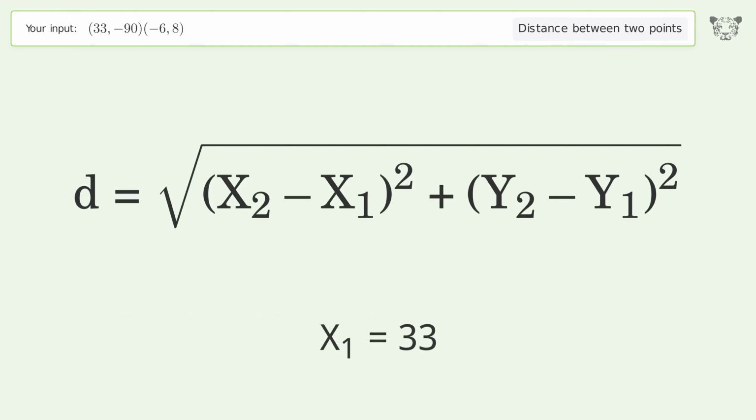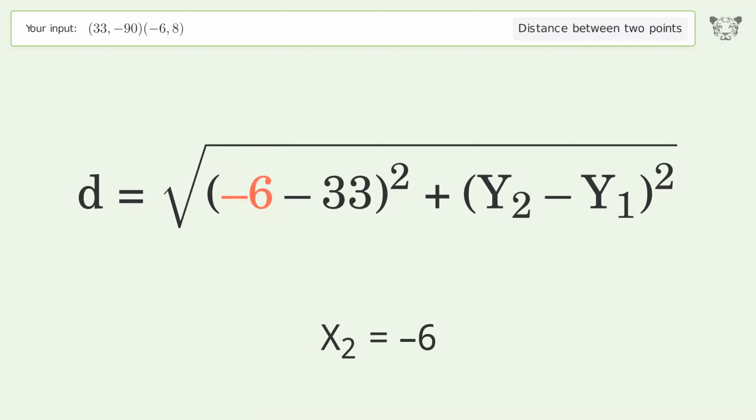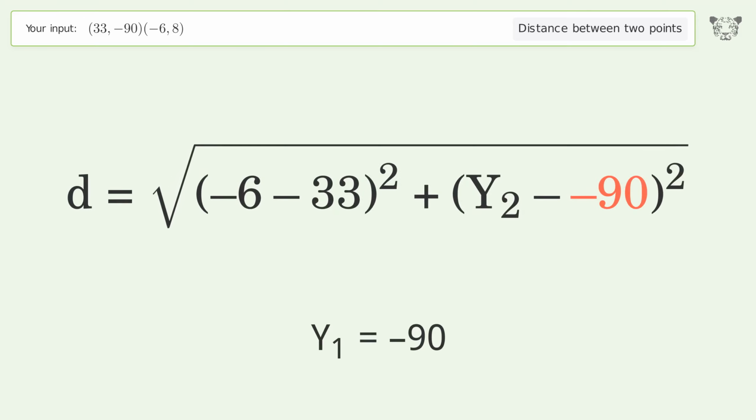x1 equals 33. x2 equals -6. y1 equals -90. y2 equals 8.